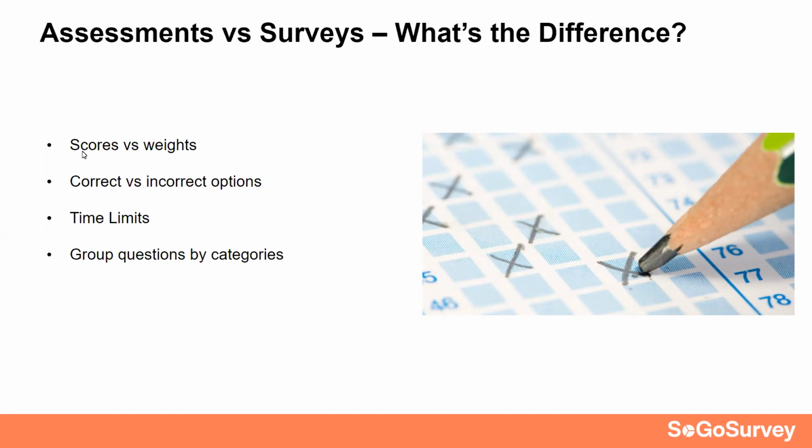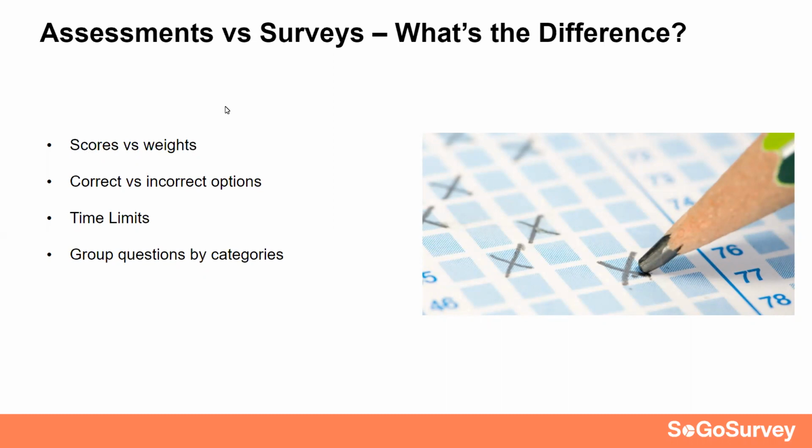The difference between these use cases comes around the fact that weights are specifically more focused on averages, whereas what we're going to see today with scores, we're going to be looking at totals and sums, essentially. So that's one of the key differences on why you would use the assessment side versus the survey side.